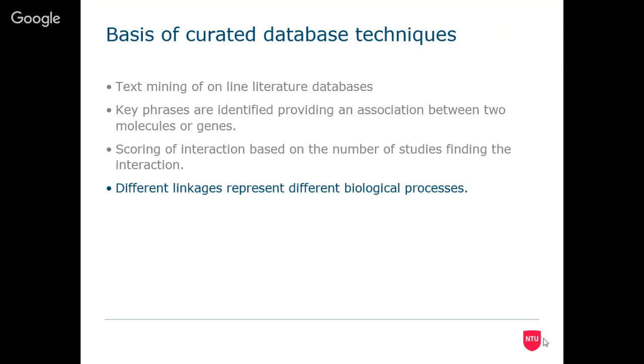And different linkages can represent different processes. But you need to check and validate this because sometimes things are missed. Also, ontologies are not always complete. So this is not the gold standard. It's not the only way to look at it because there is missing information.